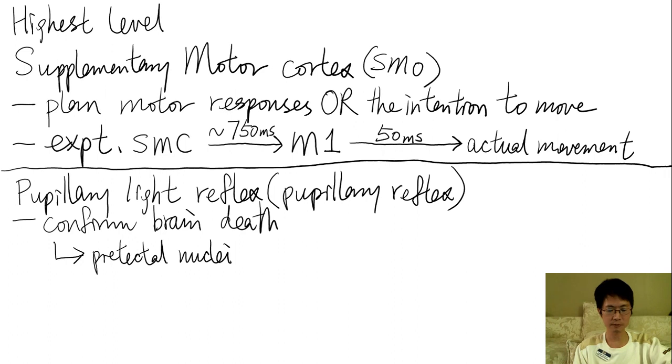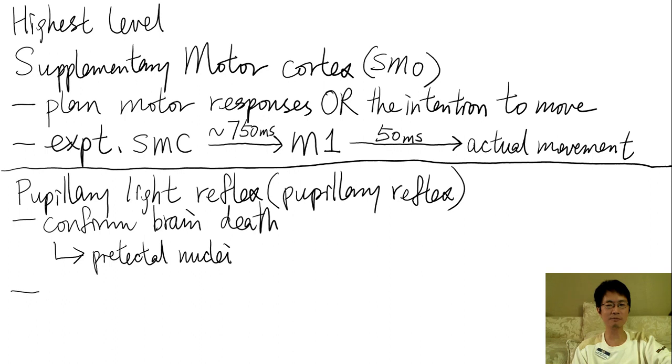And take a guess. Let's say you do this, okay? And then you shine a light on one eye. What happens to my other eye? In other words, I'm asking you, is the pupillary light reflex bilateral or ipsilateral? Let me repeat the question. Is the pupillary light reflex bilateral or ipsilateral?